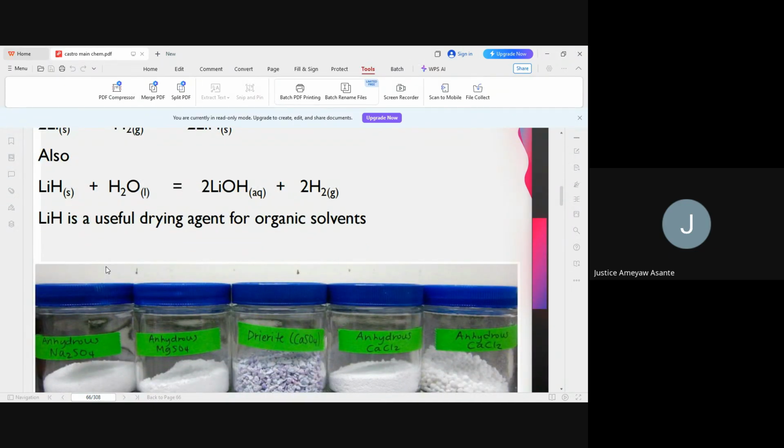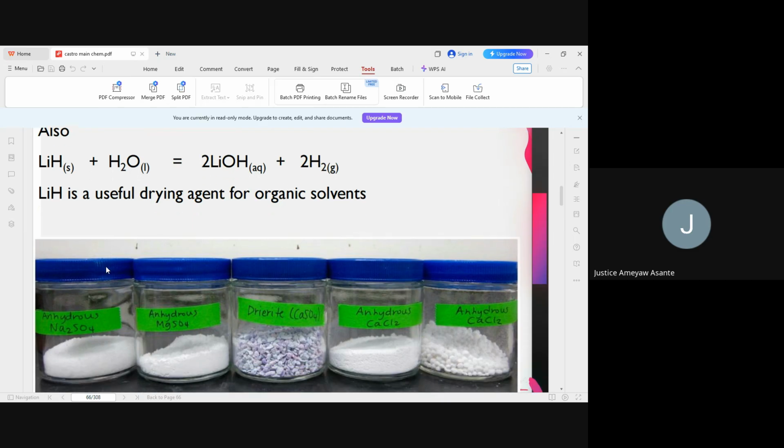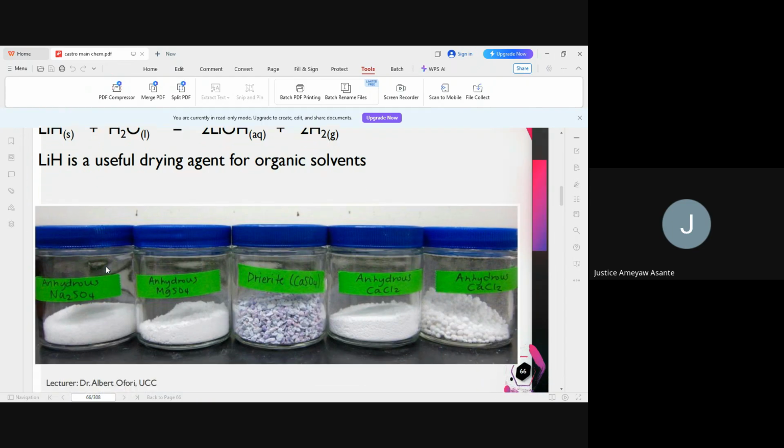So if it can absorb water, any substance that can absorb water, what do you call it? You call it a drying agent. So lithium oxide is used as a drying agent for organic solvents. When you prepare an organic substance and you want to dry it, you put this lithium oxide in there, and you'll be able to get your substance dried. So this is what we see here.